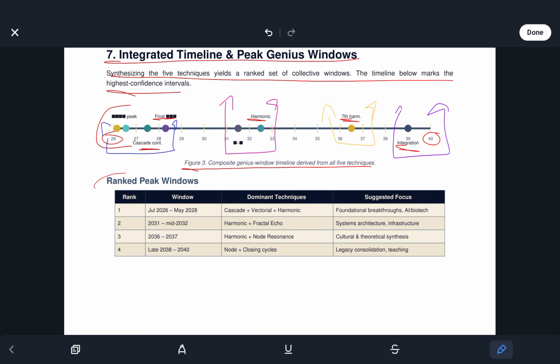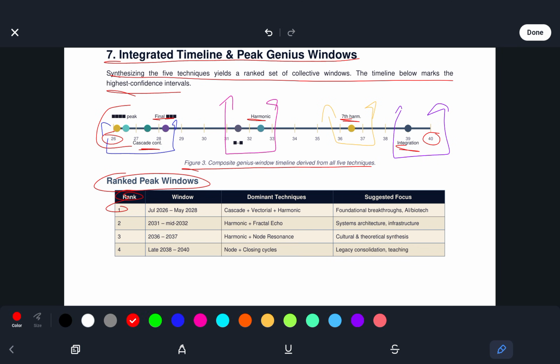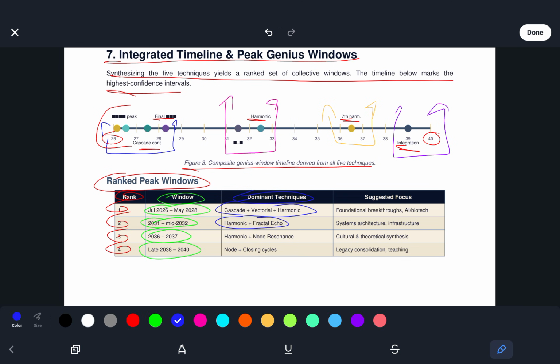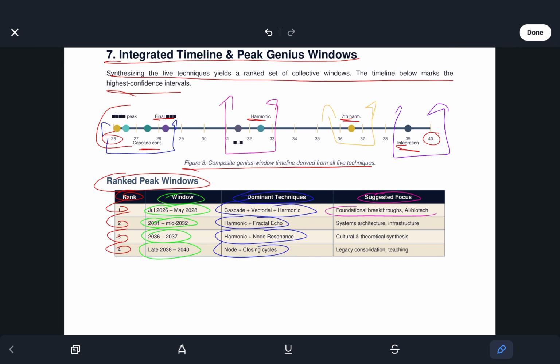And here we see the ranked peak windows with a rank 1, 2, 3, 4. We see the window. We also see the dominant techniques used in this video and a suggested focus.